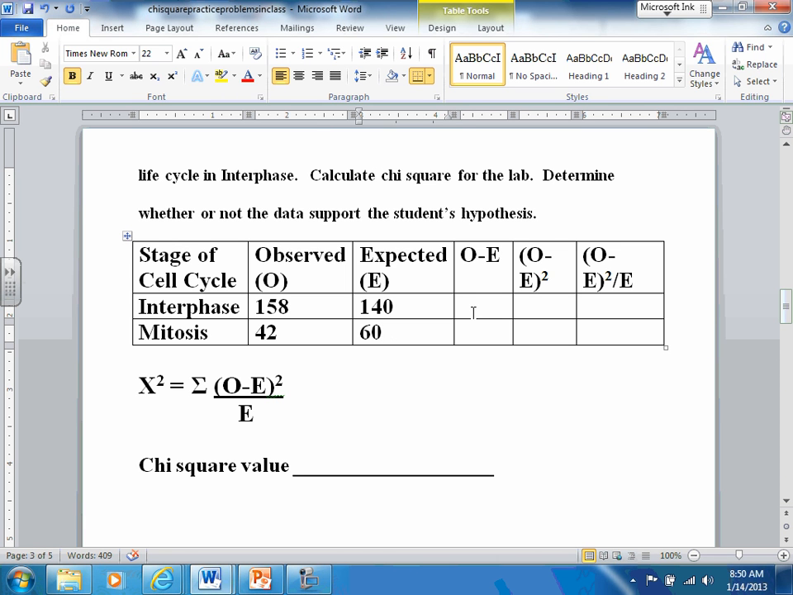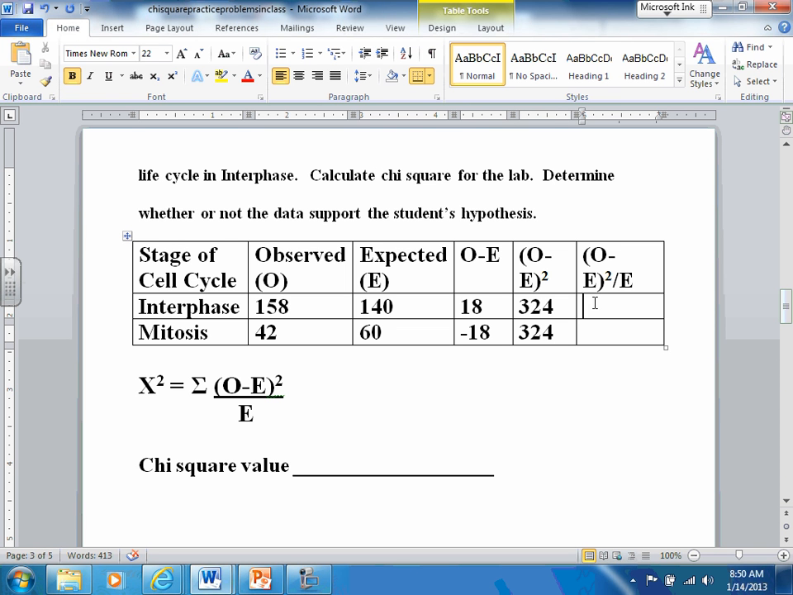Let's calculate it out. O minus E. 158 minus 140. Going to get 18, right? 42 minus 60 is going to give us what? Negative 18. Now we got to go O minus E squared. So 18 squared, 324. And down here, that's just going to be 324 also, right? Because it's a negative 18 squared.